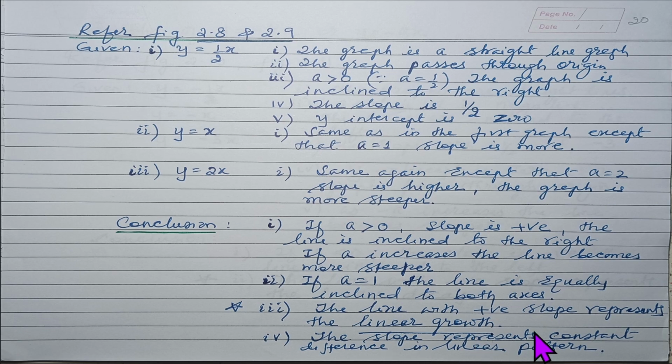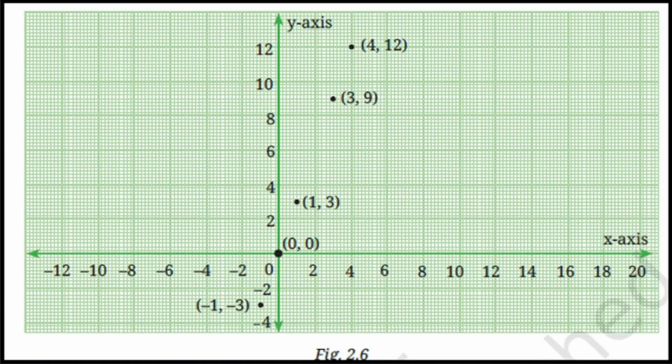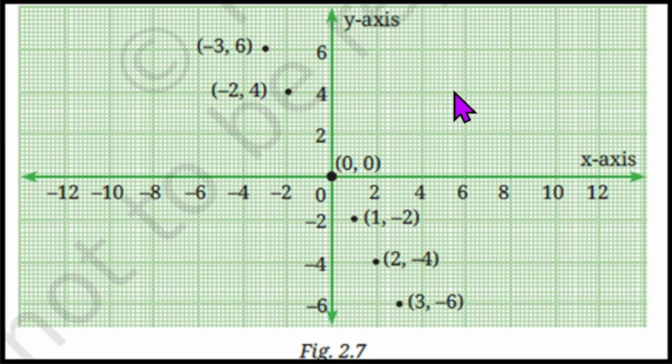The slope also represents a constant difference in a linear pattern. Now let us come to the next important graph, that is y is equal to minus ax, or y is equal to minus kx. Here the value of k is negative, and therefore if you look at these coordinates, minus 3, 6, minus 2, 4, and in figure 2.7, 1, minus 2, 2, minus 4, 3, minus 6, it satisfies the equation y is equal to minus kx.